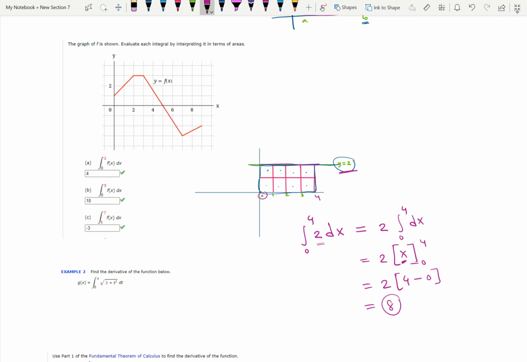What does this 8 mean? This 8 means the area below the curve y equals 2, above the x-axis and between the limits is 8. Okay, 8 square units. If you count, 1, 2, 3, 4, 5, 6, 7, 8, we have 8 square units.